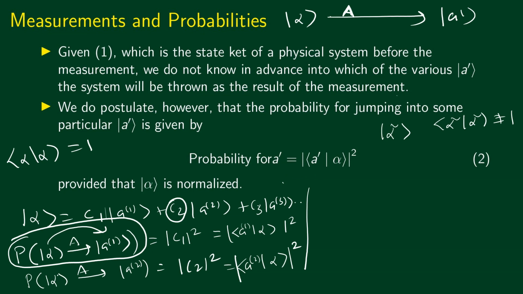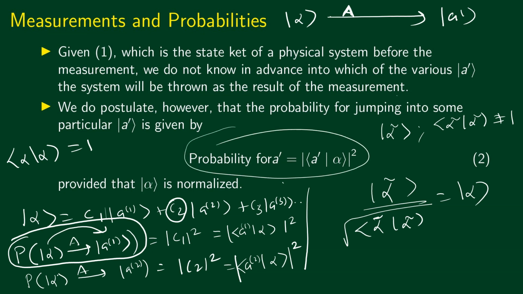How do you normalize this? You divide ket alpha tilde by the square root of the bracket ⟨α̃|α̃⟩. This will normalize the state. We have already seen that. Now, this new state we can call ket alpha. In this ket alpha, you can use this rule. So, in order to use this rule, you have to first normalize the given state.